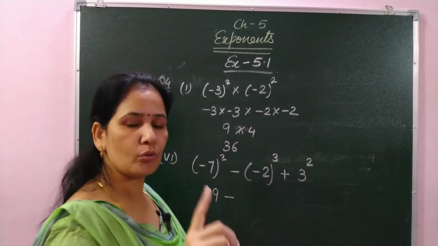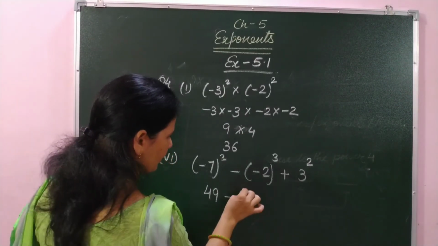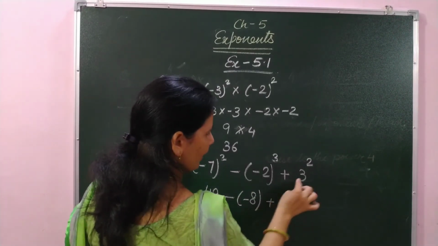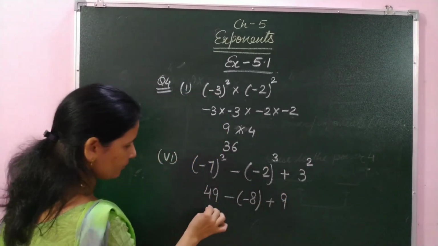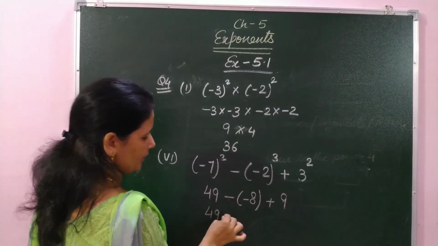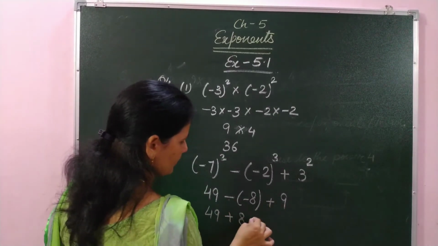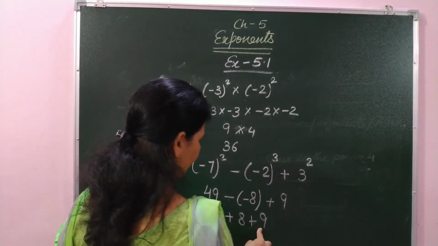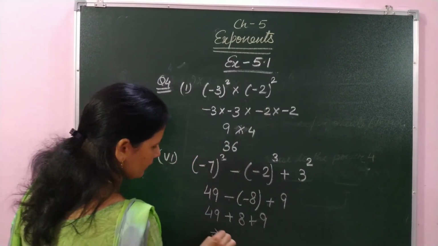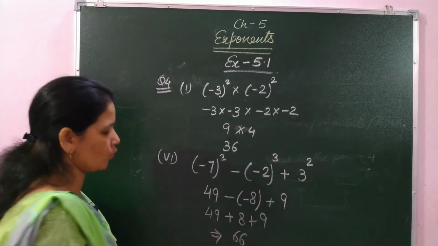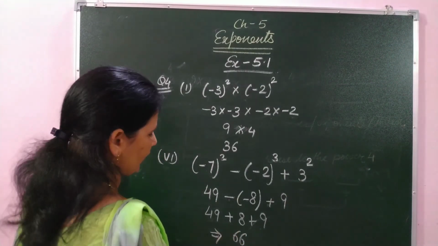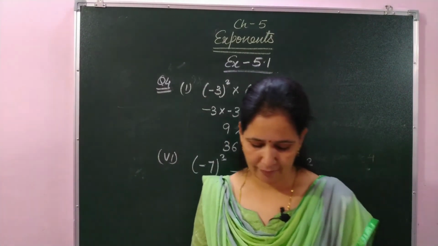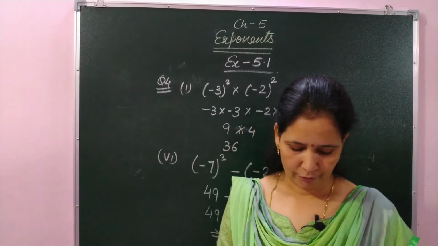2 three times. 2 2s are 4, 4 2s are 8. The power is an odd number, so the answer will be negative. And 3 3s are 9. Solve it: 49, minus minus is plus, and plus 9. Okay students, 49 plus 9 is 58, 58 plus 8 is 66. Let's check this one. Okay, now the answer is 66. So in this way we have to solve all the parts of question number 4.